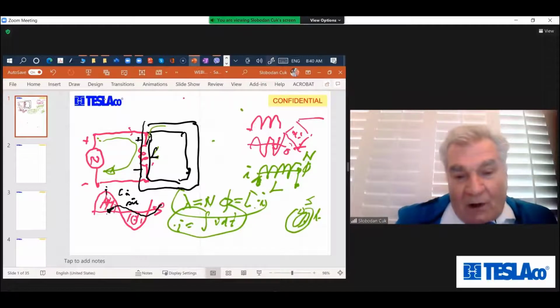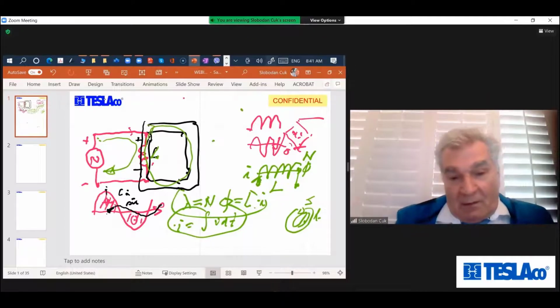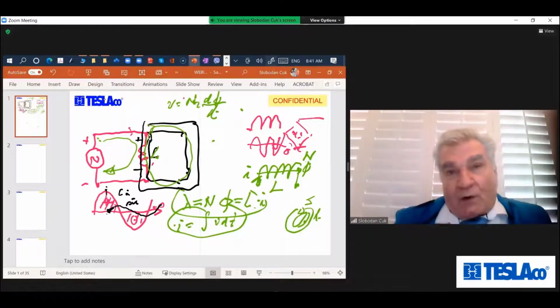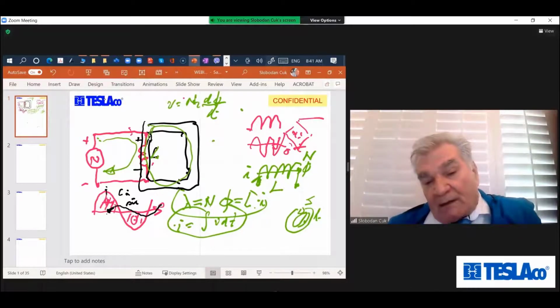And flux in the core, according to the same law, V is N dφ/dt. There is only one flux in the core, the same flux that will be generated by this small current, which we call magnetizing current.